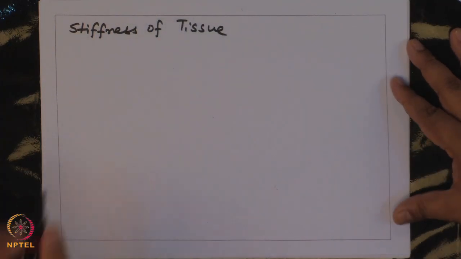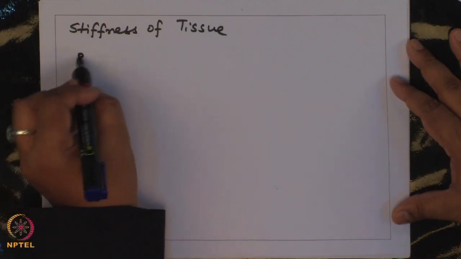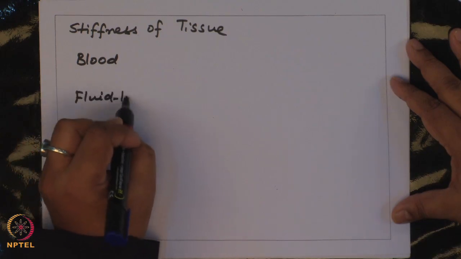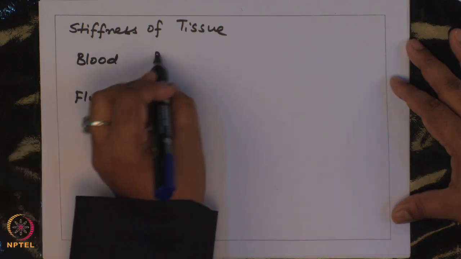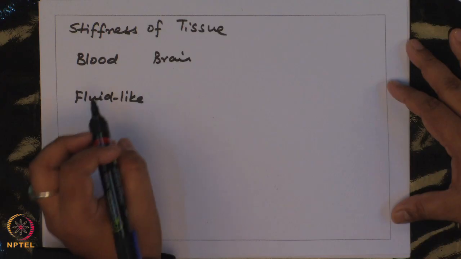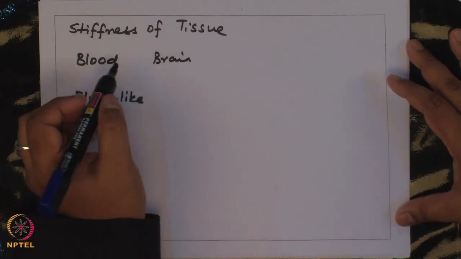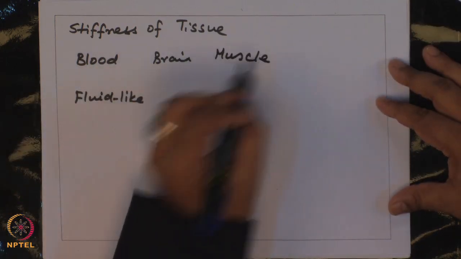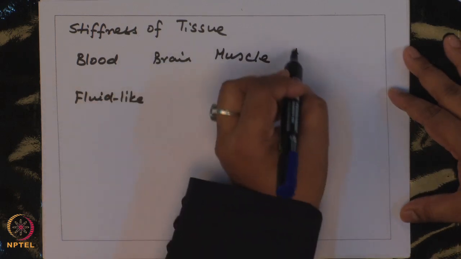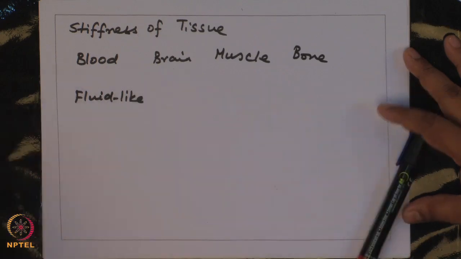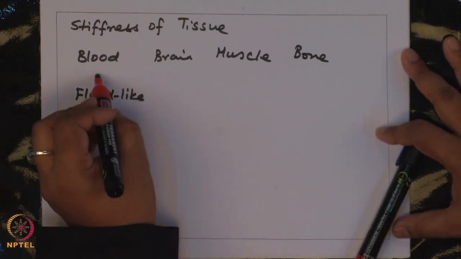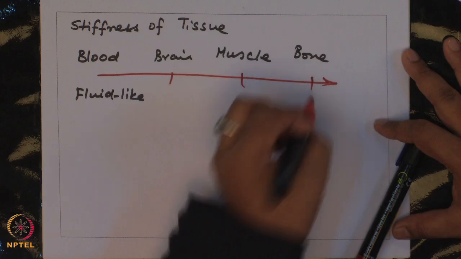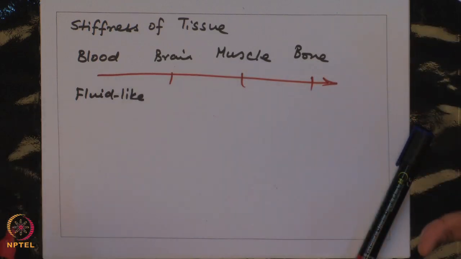Okay. So, you know by default that blood is fluid like. Brain is soft, but it is stiffer than blood, because blood is like a fluid. Muscle tissue is stiffer than brain, and of course, the stiffest is bone. So, if I were to draw a stiffness scale, you have brain, muscle and bone which have distinct mechanical properties.